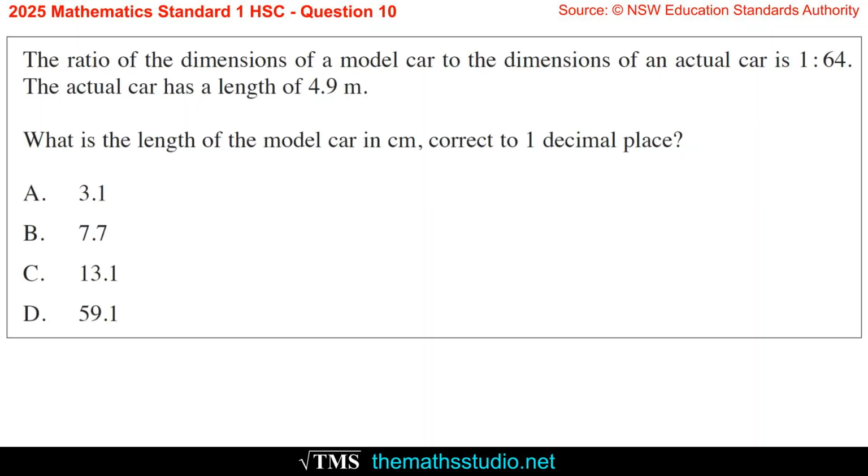Question 10. The ratio of the dimensions of a model car to the dimensions of an actual car is 1 to 64. The actual car has a length of 4.9 meters. What is the length of the model car in centimeters, correct to 1 decimal place?